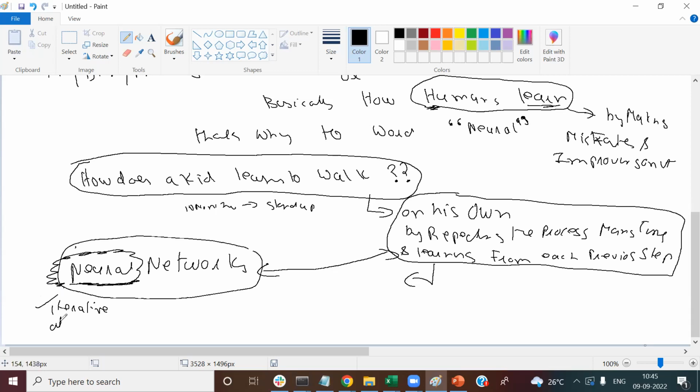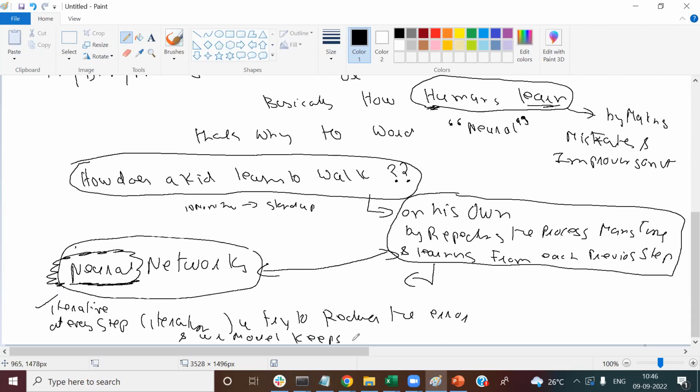At every step or iteration, you try to reduce the error, which means you are learning from the previous step. You try to reduce the error and your model keeps on getting better and better. At every step, if you try to improve a bit, the model will keep on getting better. You iterate the process a number of times and you will reach a scenario where you have the best model.